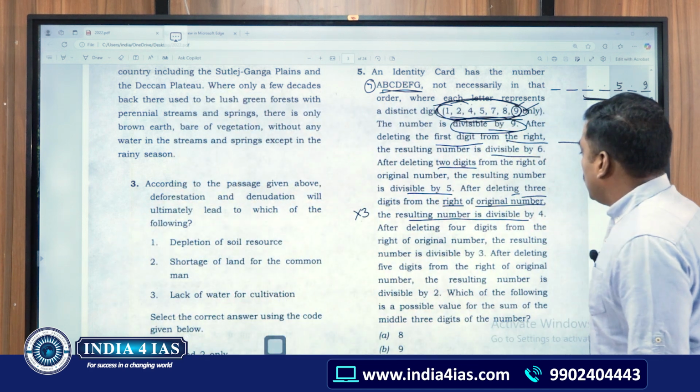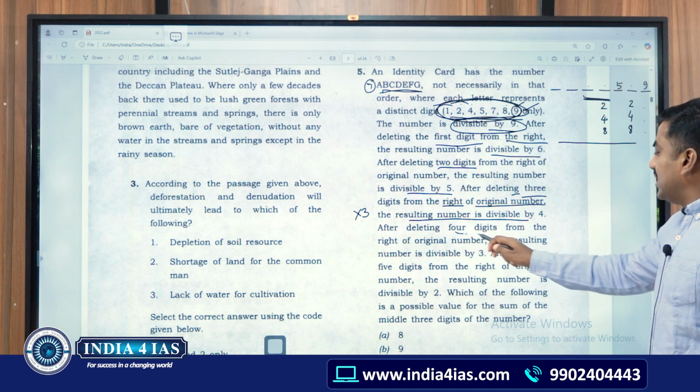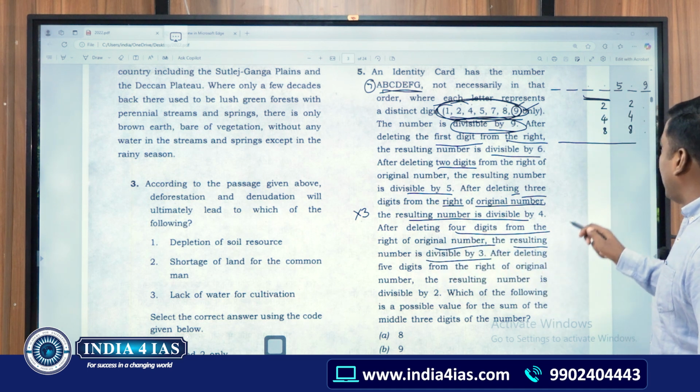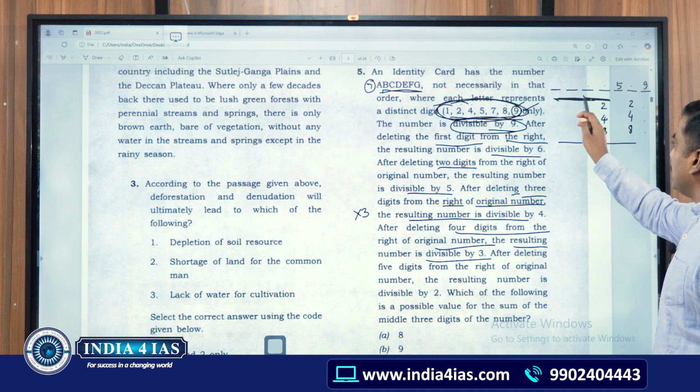Now, after deleting 4 digits from the right, the resulting number is divisible by 3. So this number is divisible by 3.